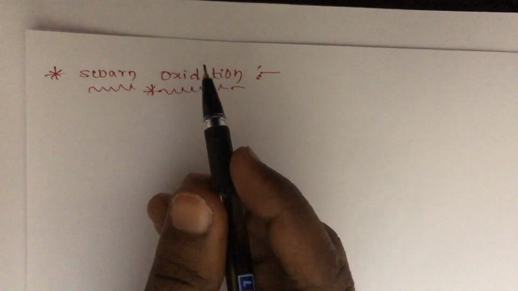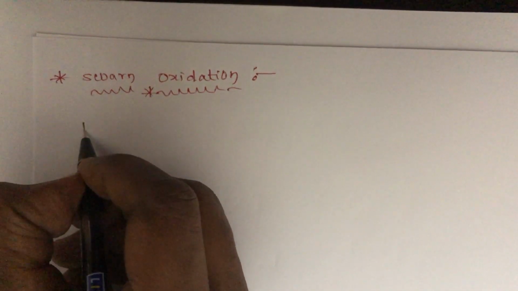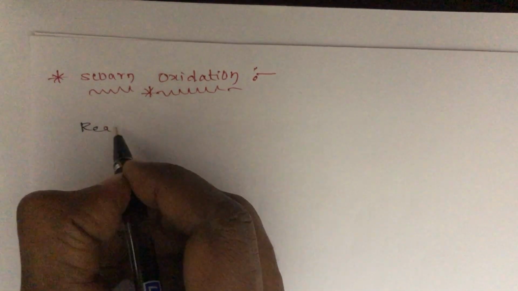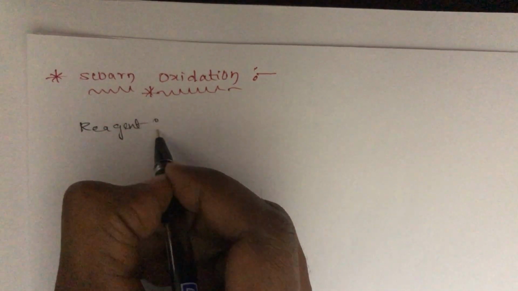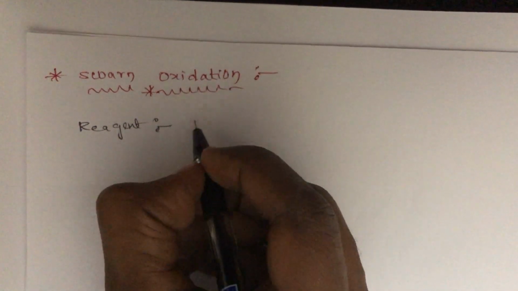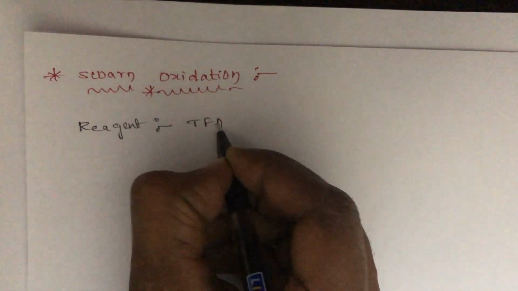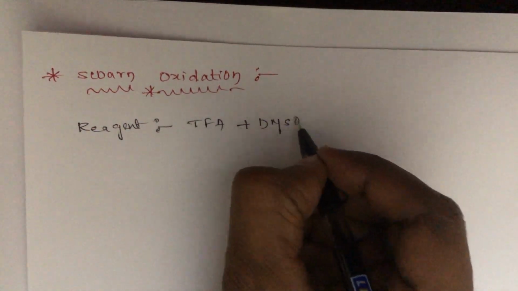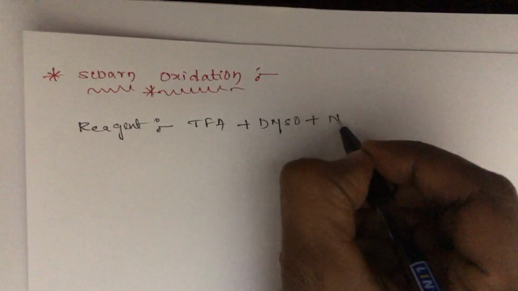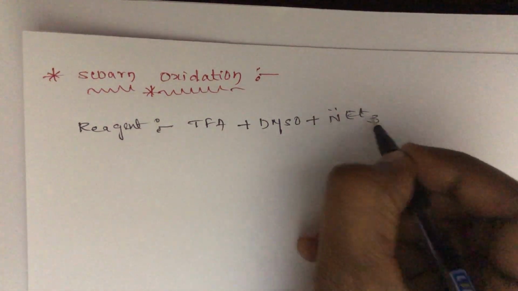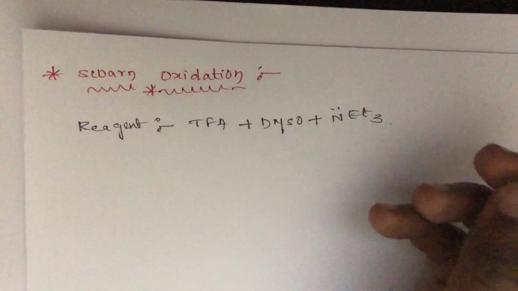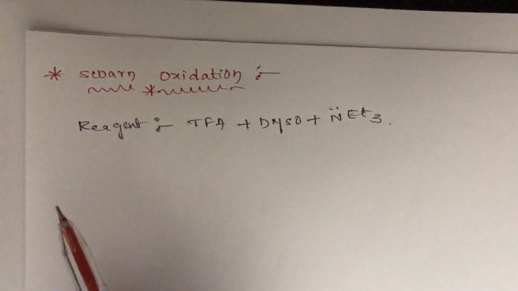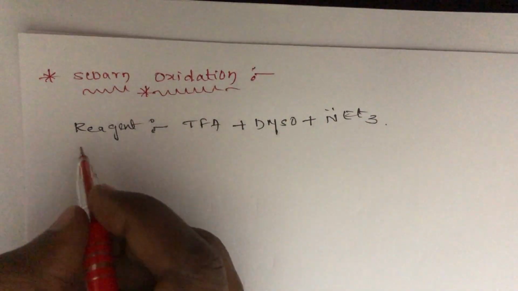When you observe all the reactions, here, what is the reagent in Swern oxidation we are using? Reagent is TFA, trifluoroacetic acid, DMSO, dimethyl sulfoxide, as usual base triethylamine, right? So it is also used for primary alcohols to aldehydes and secondary alcohols to ketones.